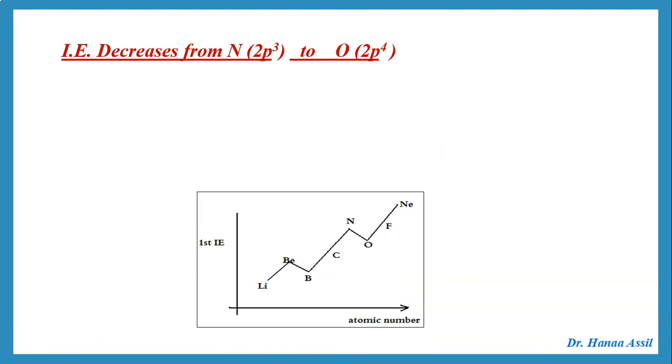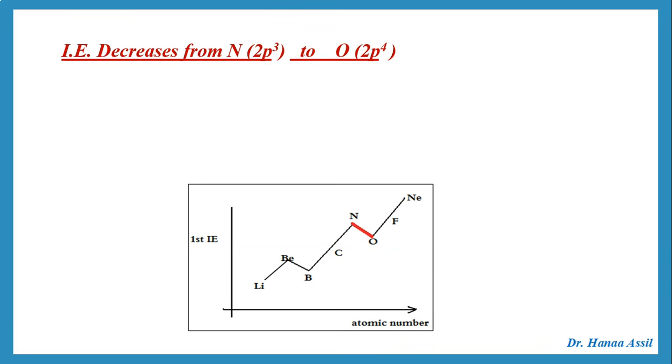What about from nitrogen to oxygen? Well, we found that from nitrogen to oxygen, it is decreasing. Now, why is that? So, if we distribute the electrons of nitrogen, you will find that we are removing an electron from a 2p3, and this is half filled. And we said a half-filled sublevel is more stable, difficult to remove the electron from it.